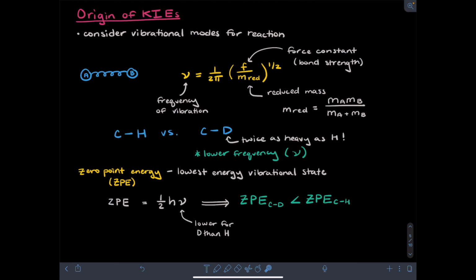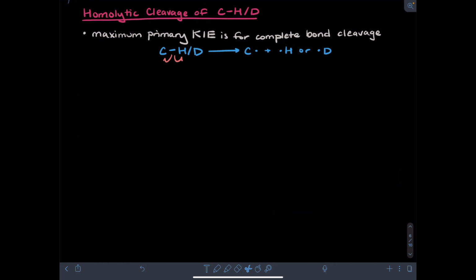Here I'm considering bonds to the same type of atom, carbon, and imagine these are the same hybridization of carbon as well. Let's consider the homolytic cleavage of a carbon-hydrogen bond compared to a carbon-deuterium bond. This is going to give us our maximum primary kinetic isotope effect.